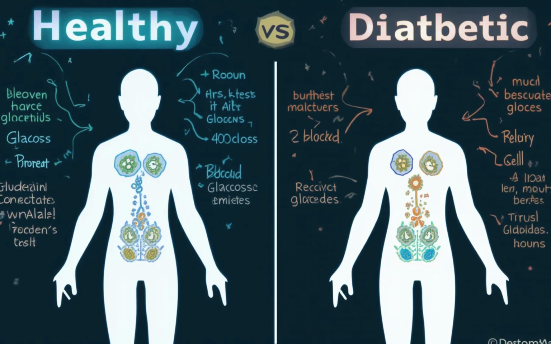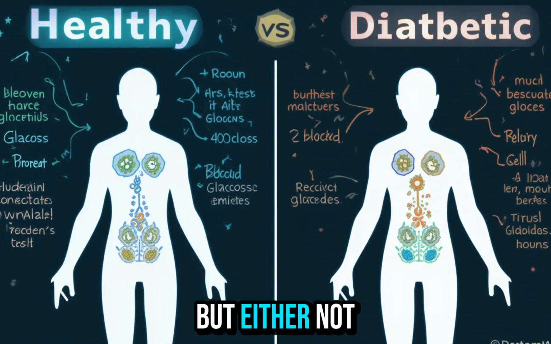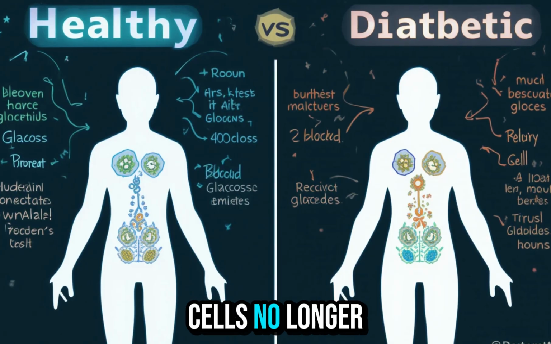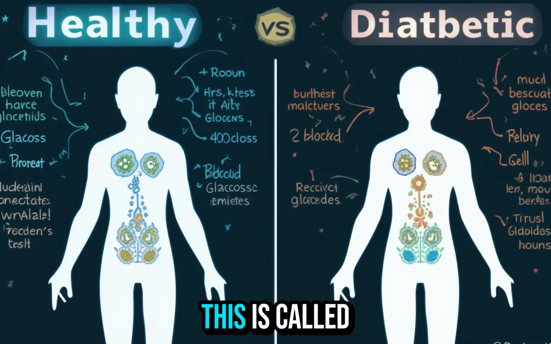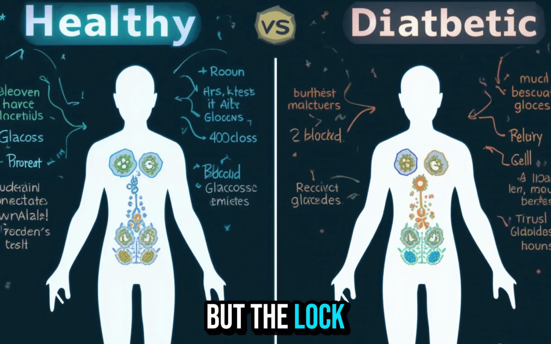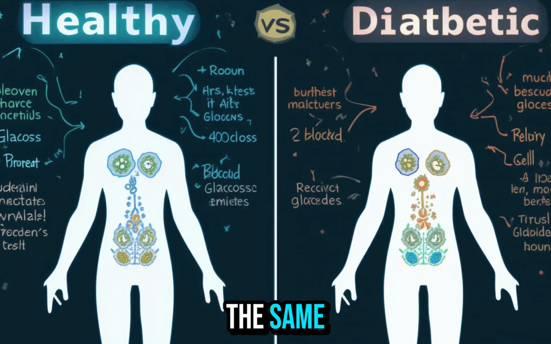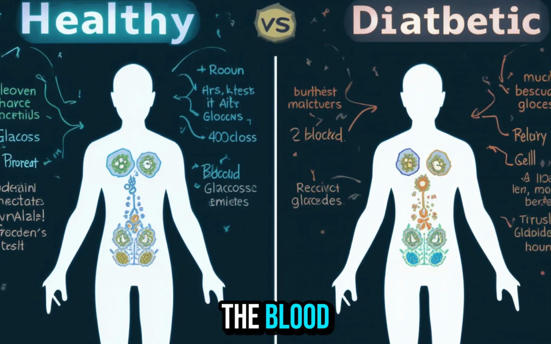In type 2 diabetes, the pancreas still makes insulin, but either not enough or the body's cells no longer respond to it effectively. This is called insulin resistance. It is like having a key, but the lock is rusted and does not open properly. In both types, the result is the same. Glucose accumulates in the blood.